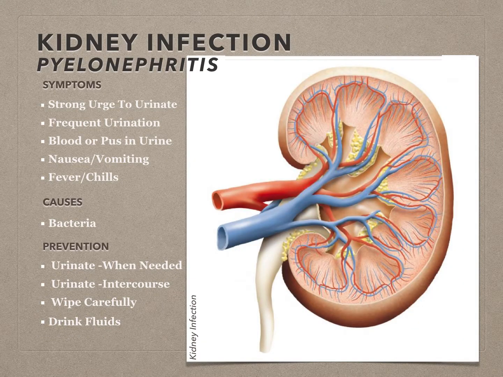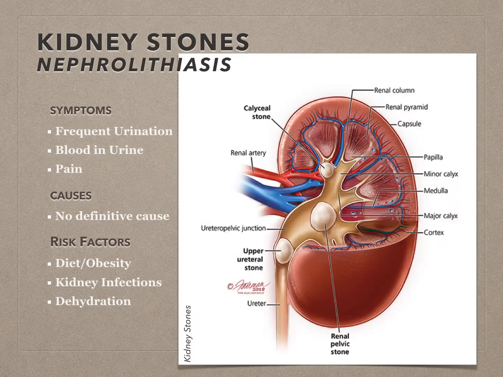A type of bacterial UTI, or urinary tract infection, that often begins in the urethra, bladder, or ureters and travels to the kidneys is called a kidney infection, which can be cleared with antibiotics, although it requires prompt medical attention to prevent permanent damage to a kidney or the spread of bacteria into the circulatory system. To prevent kidney infections, urinate when you need to and after intercourse, wipe carefully, and drink lots of fluids.